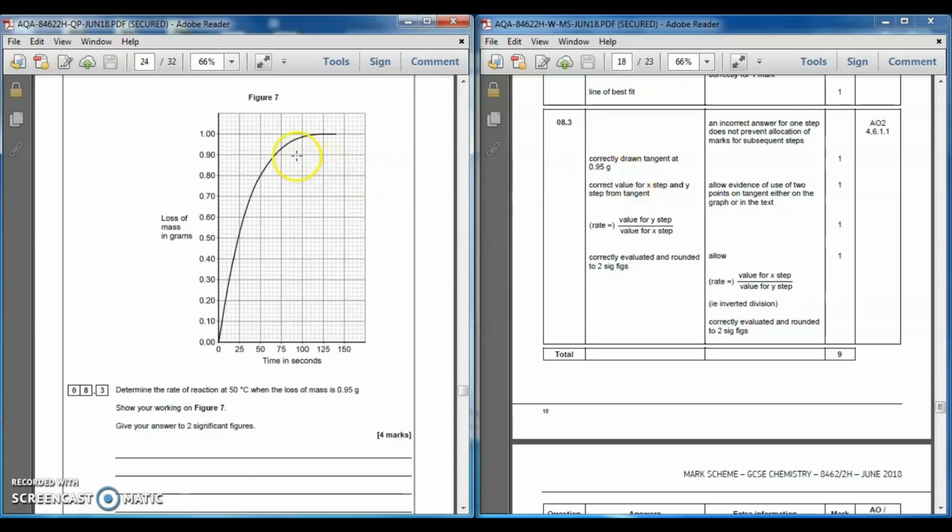So once you've got your tangent, you need to know the height change in the y-axis and the horizontal distance change in the x-axis. You can then work out a rate by doing the change in the y-axis and dividing it by the change in the x-axis. And the question says we need to round it to 2 significant figures. So whatever answer you get, round it to 2 significant figures, and that's where your final mark's coming from.